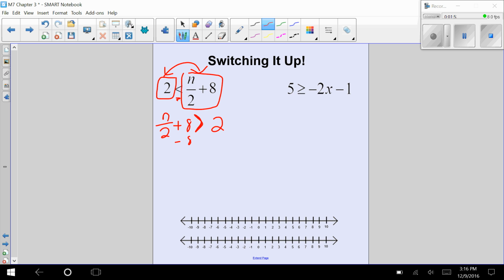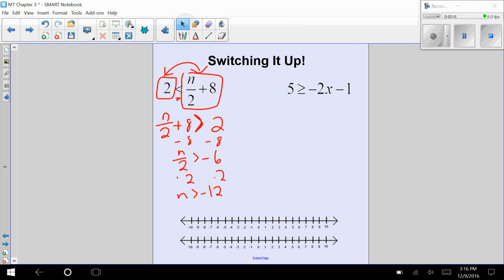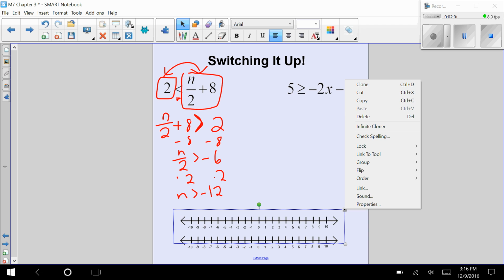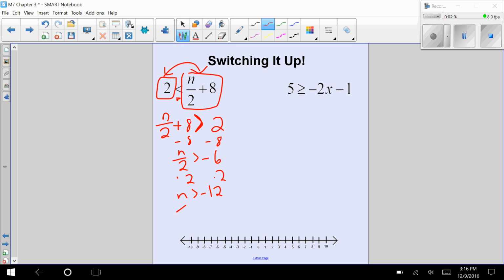I'm going to subtract 8 off of both sides. So I get n over 2 is greater than negative 6, and then multiply by 2 on both sides. So n is greater than negative 12. Then we're going to graph. So at negative 12, I will have an open circle, and my arrow will go to the right.